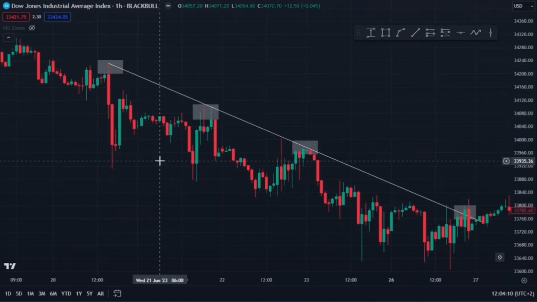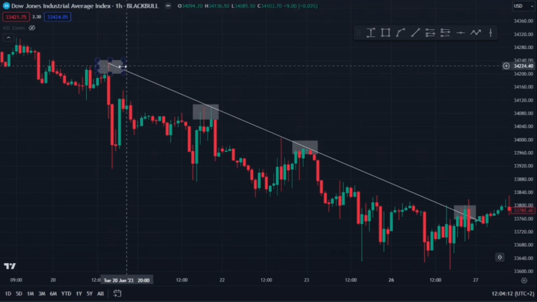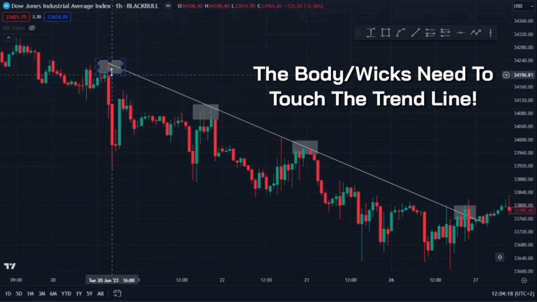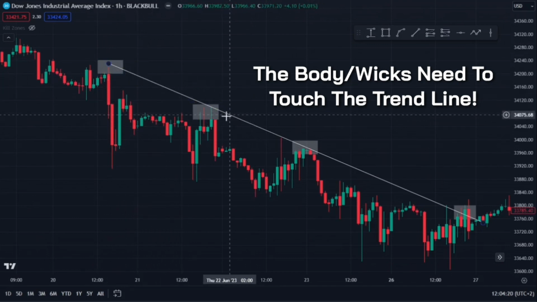Now, like I said, you can plot the trend line in whichever way that you would like to. You can plot it above the bodies or the wicks of the candles, it doesn't matter. But it's very important that either the bodies or the wicks of the candles are touching the trend line.